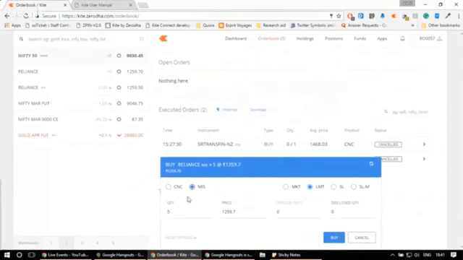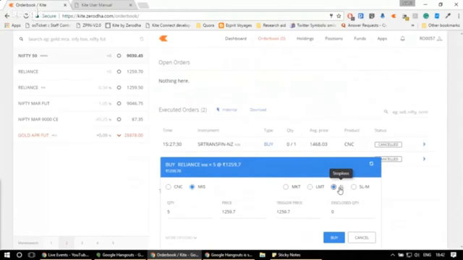So on the left hand side, the product types. On the right hand side over here, you will see the order types that are available. Market orders execute at the current market price. Limit orders or LMT execute at a best price. So let's say currently Reliance is trading at 1259 rupees. I want to buy it only if it is available for 1250 rupees. What I would do is I would place a limit order at 1250 rupees, and if the price is achieved at the market, the order would be executed.